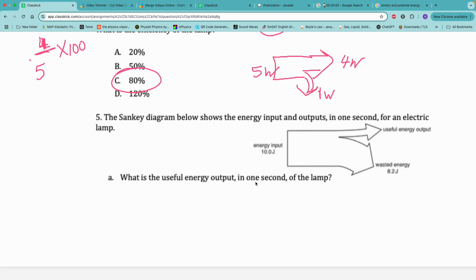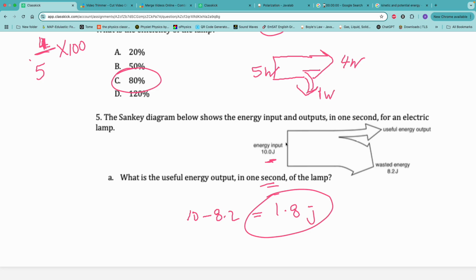The diagram below shows the energy input and output in 1 second. What is the useful energy in 1 second? Okay, so again, same scenario. 10 is the total input. 8.2 has been wasted, so you subtract 8.2, and it gives 1.2 joules.